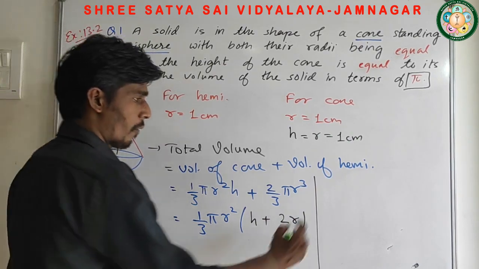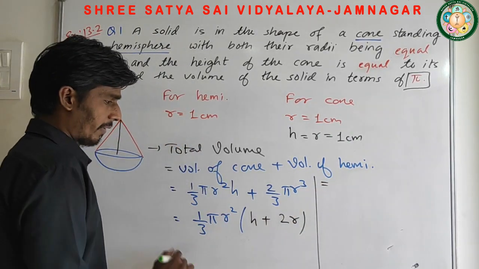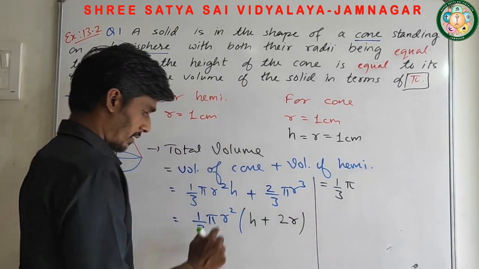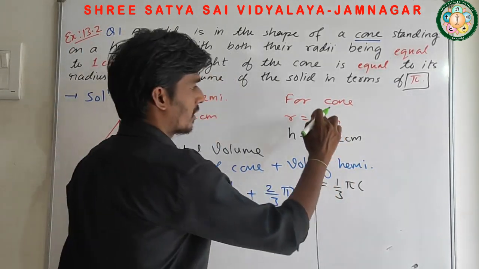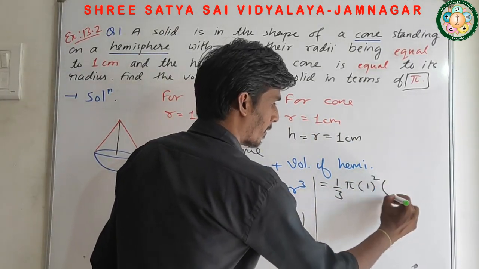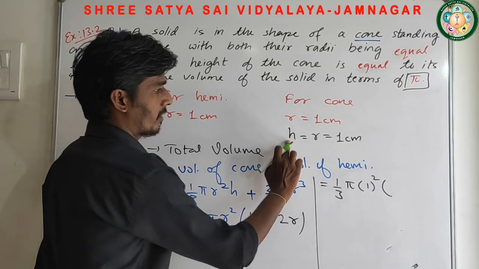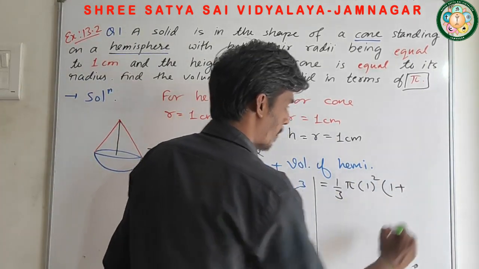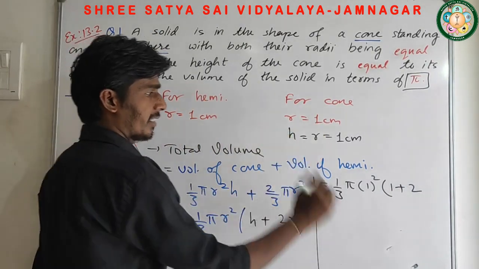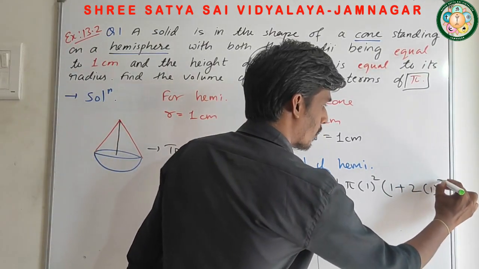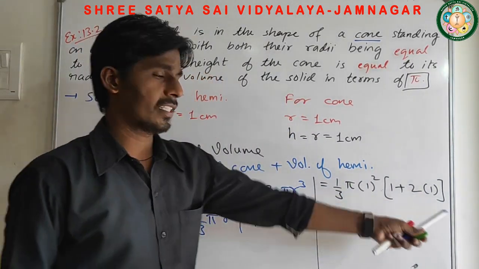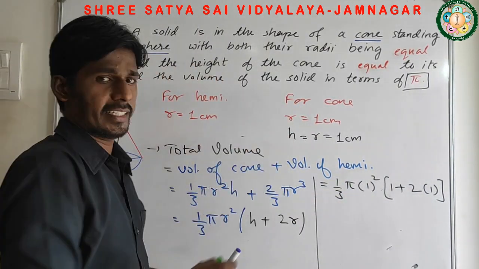This much we got. Now replace all the value. 1 by 3 as it is, pi as it is, r square. What is the value of r? 1 only. So it's 1 square. What is the value of height? Height is 1 plus 2 as it is. What is radius? Again radius is 1. So this is the way we can replace the value from this data.